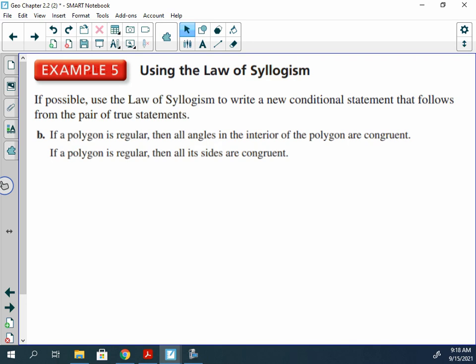Again, we're using the law of syllogism to write a new conditional statement that forms from the pair of two statements. If a polygon is regular, then all angles in the interior of the polygon are congruent. If a polygon is regular, then all of its sides are congruent.